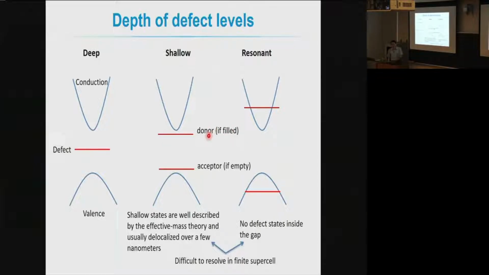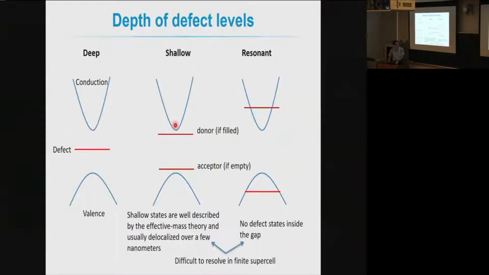The most well-known example is the phosphorus in silicon. When you dope phosphorus in silicon, it produces electron carriers, and we call them a shallow impurity. That is to say, the charges at the donor site are activated to the conduction band and conduct the electrons.